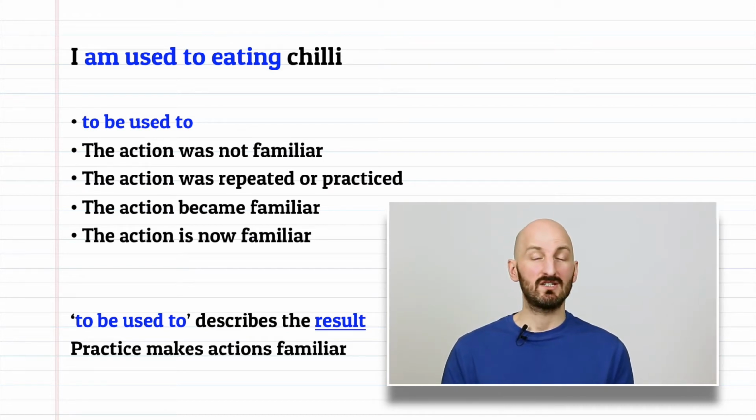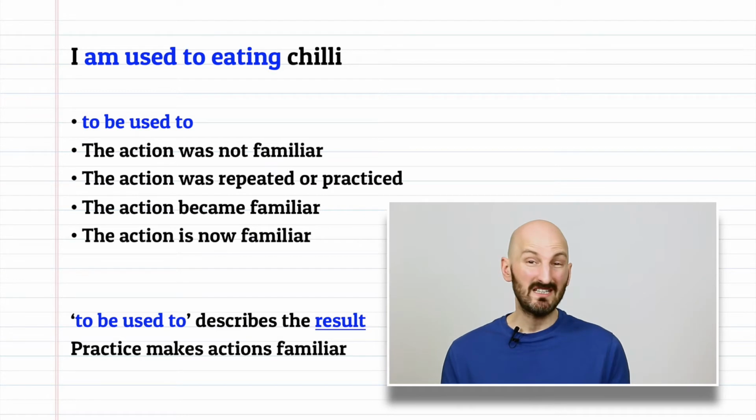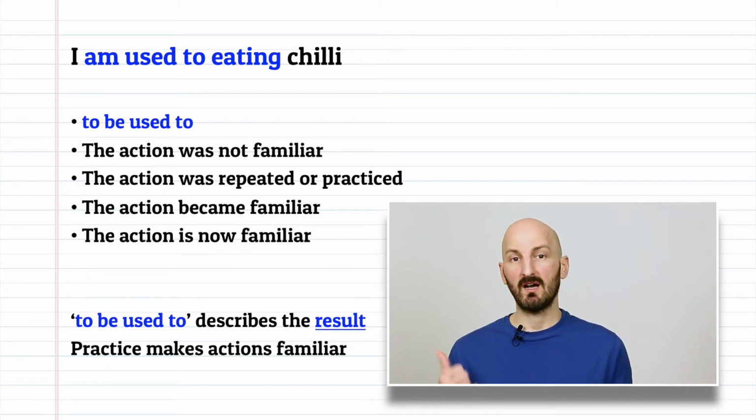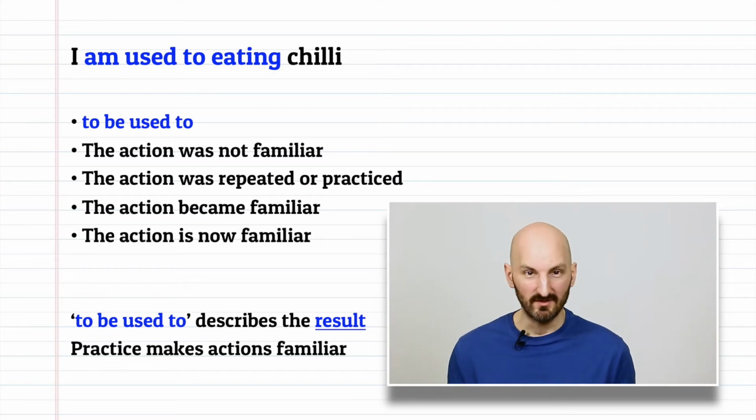So the emphasis is on the result of the action, not the action in progress. Let's think. Has the action always been familiar? No. Was the action familiar in the past? No. Was the action practiced and repeated? Yes. Is the action familiar now as a result? Yes. And is the emphasis on the action or the result? The result. Remember, they don't describe ability, they only describe something you are familiar with or comfortable with.